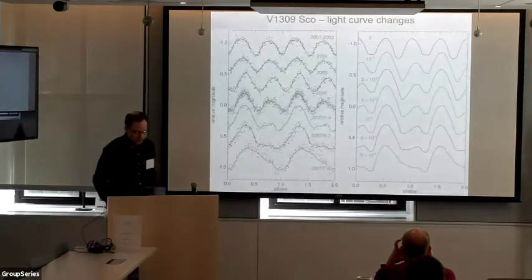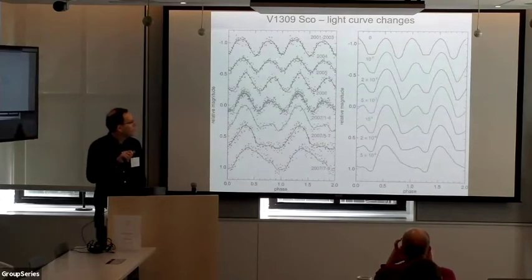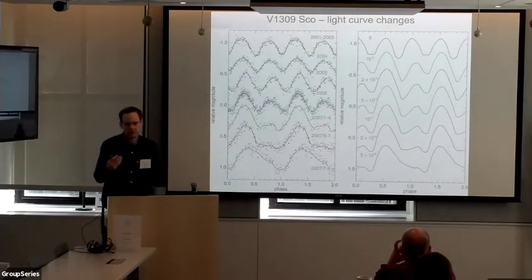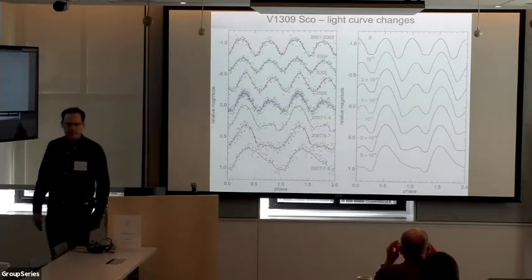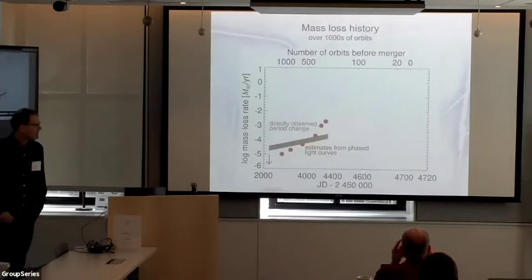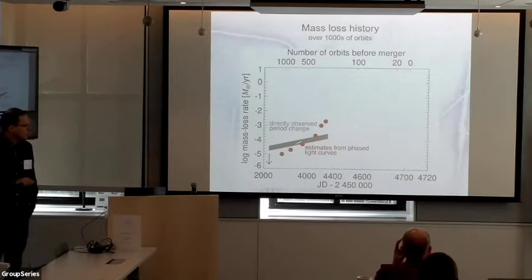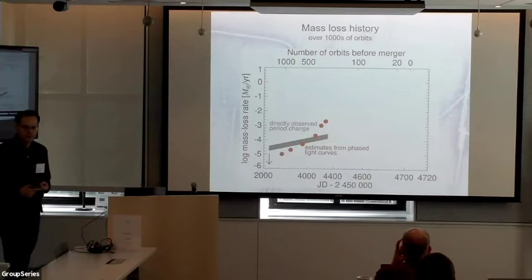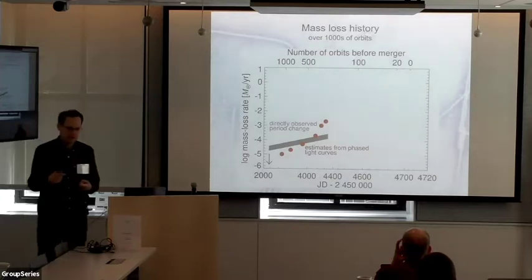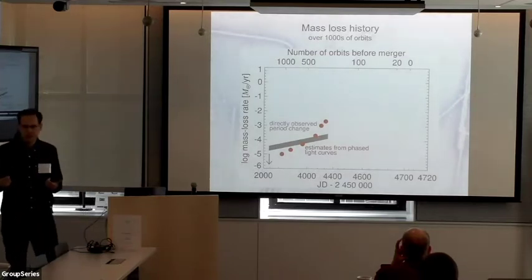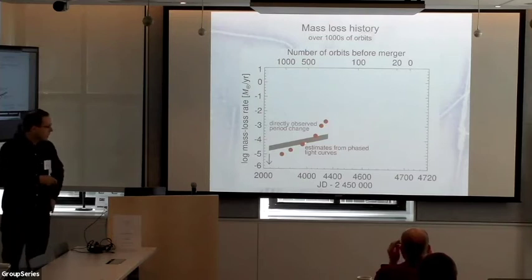So we can take this one step further, and we can compare the light curves that we have here with the theoretical light curves, sort of by eye, and determine the mass loss history of the binary. That's shown here. The red points are what we inferred from the light curve, and the gray area is the directly observed orbital period change coupled together with the mass ratio that we get from the light curve. So the match is pretty good, but it's not perfect.